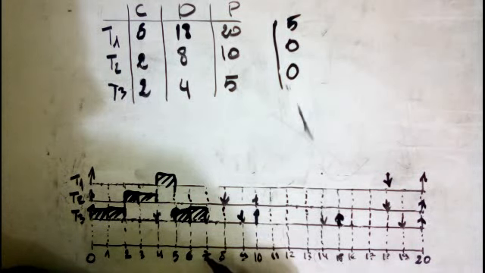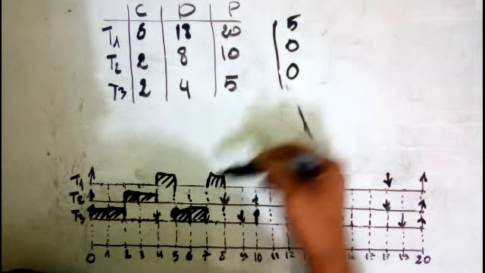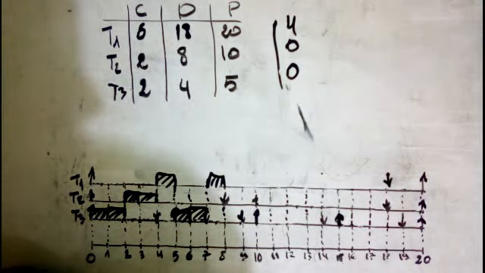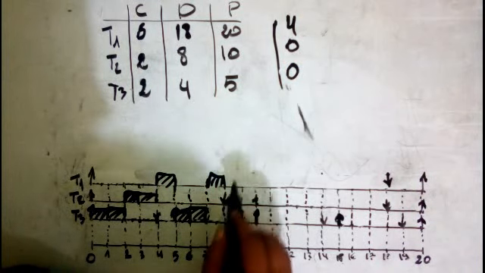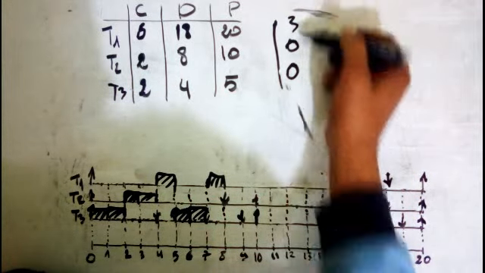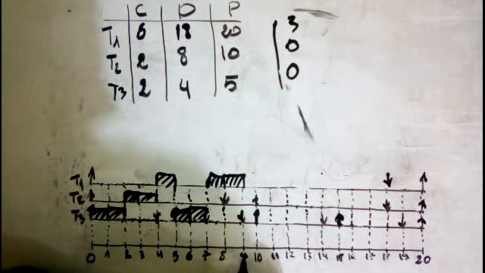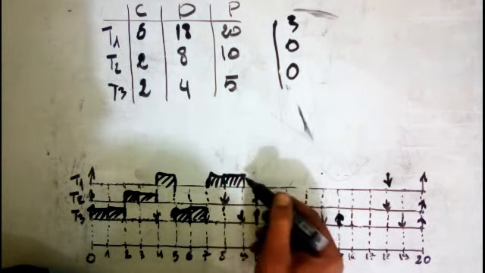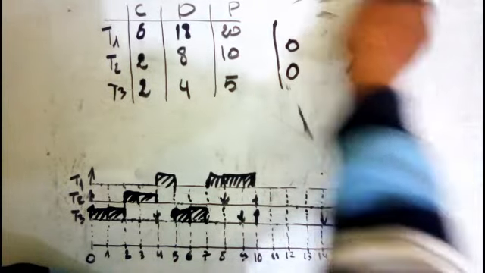So in the unit of time 7, we have just this, so we can run 1 unit of time here, and it remains 4. And here also, from 8 to 9, we can just run T1, so it remains 3. Okay. Here also, from 9 to 10, we can run only T1, and it remains 2 here.